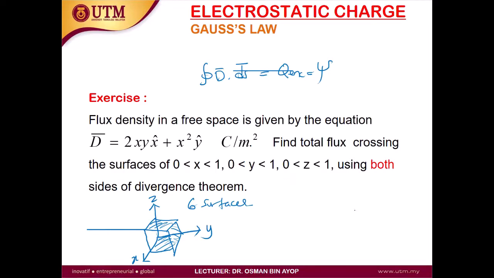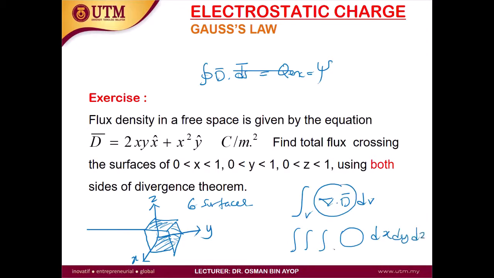And then the second method is by using divergence, because you have the volume integration of the divergence of D dv. So this is the second method where you don't need to integrate over each surface. What you are going to do is find the divergence of D first, and then integrate over the volume. In this case, it's easy because you have whatever you obtain here, and then you have dx, dy, dz. This is 0 to 1, 0 to 1, 0 to 1.